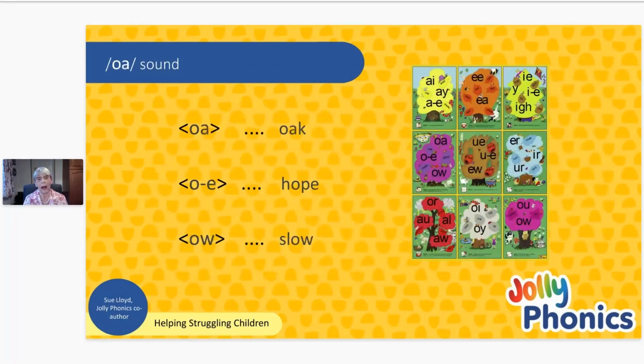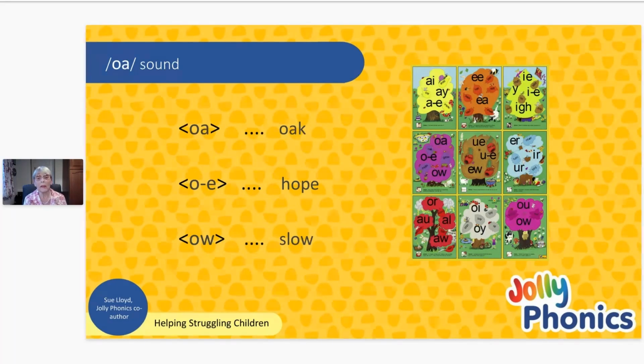To make the code more difficult, we have 26 letters, but there are 44 sounds. That means that some sounds have to be represented by more than one letter. So sometimes we have 2 letters to represent a sound, sometimes 3, and sometimes 4. So, complicated. And there's not just one. Here we have the OA making the O sound as in oak. And here we have the split digraph, O hop over E, another O sound, and the OW, like in slow.